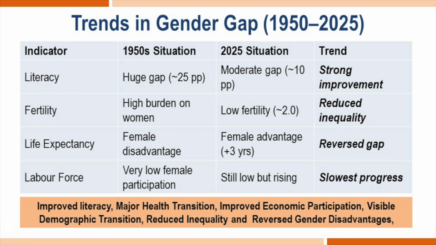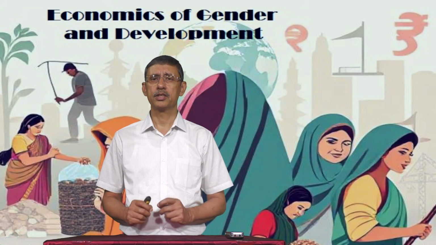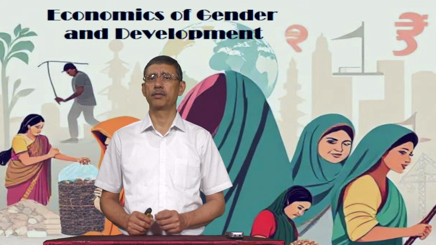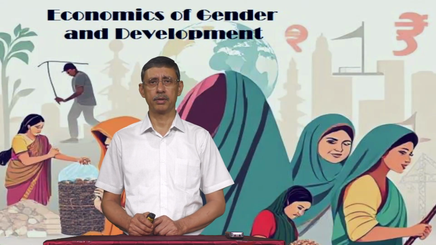So therefore, on the whole, we will see that there is improved literacy, there is a major health transition, improved economic participation, visible demographic transition, reduced inequality, reversed gender disadvantages, and so on and so forth. So therefore, we have made distinct progress in gender development since 1947 when we gained our independence.